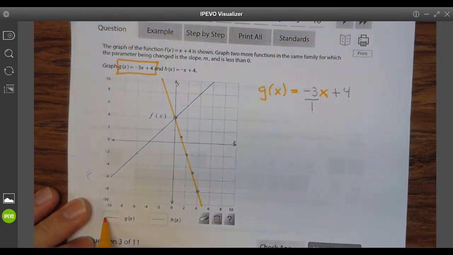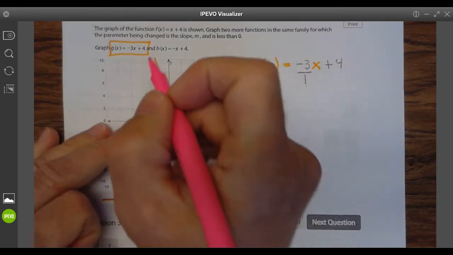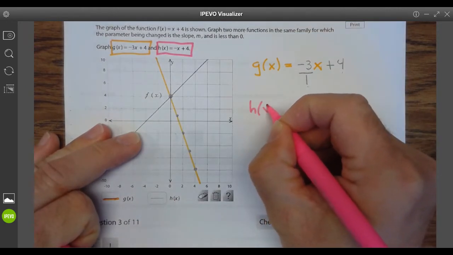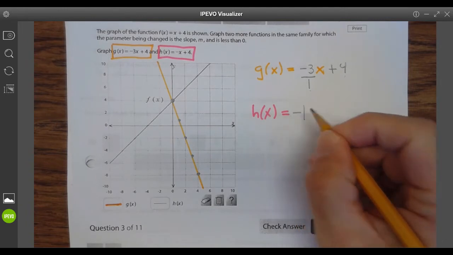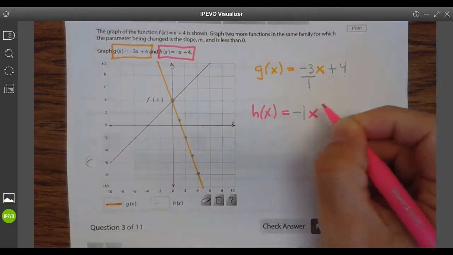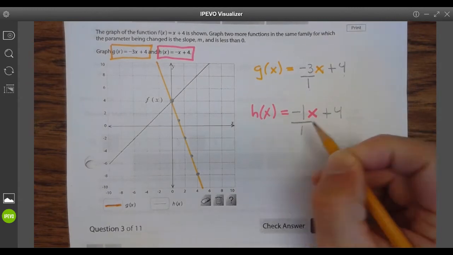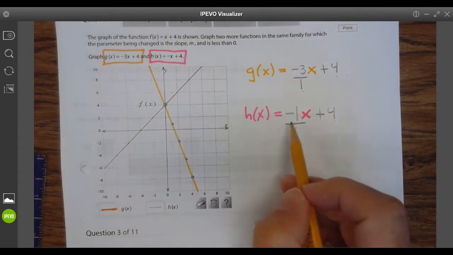And that's g of x. All right, and then let's graph h of x in pink. So h of x equals, now that's technically a negative 1x plus 4. And divide this by 1. So we start our y-intercept at 4, and then we go down 1 to the right 1.